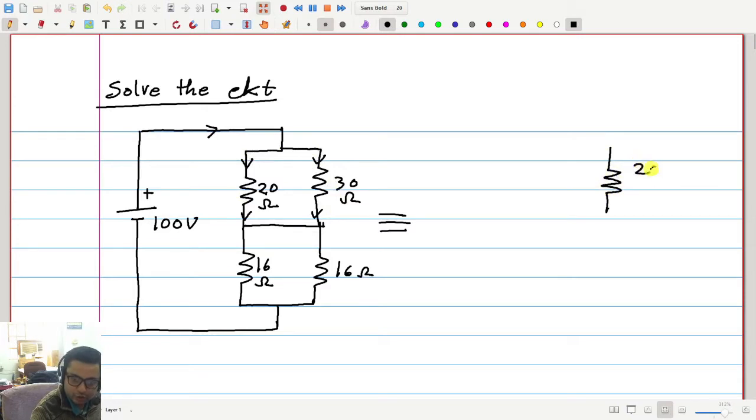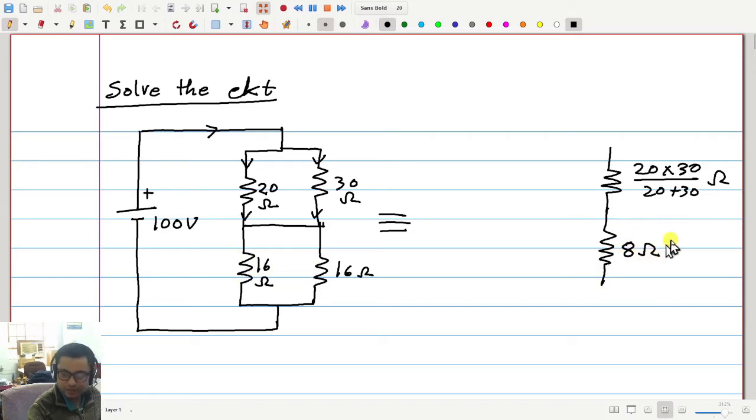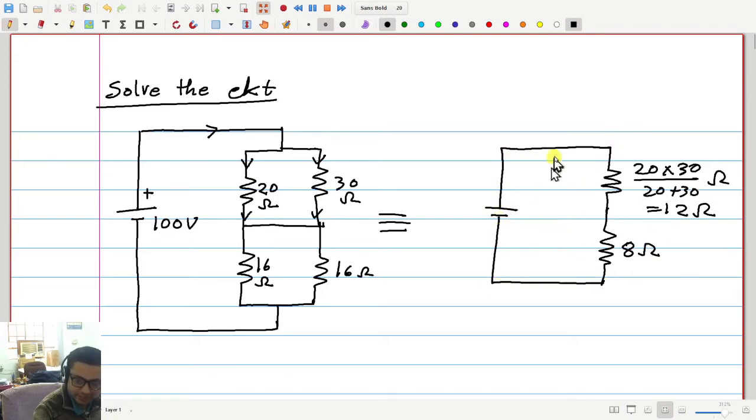resistance whose value will be 20 into 30 by 20 plus 30 ohm, and then these two resistances 16 and 16, they are in parallel, same value, so they are equivalent to one resistance of 8 ohm. This is 8, and this will be 12 ohm. So the current will be 100 divided by 20, which is 5 ampere. So this will be 5 ampere.